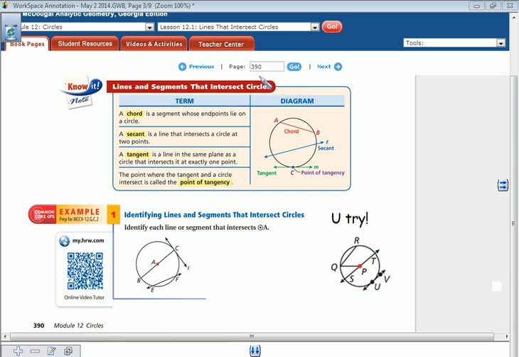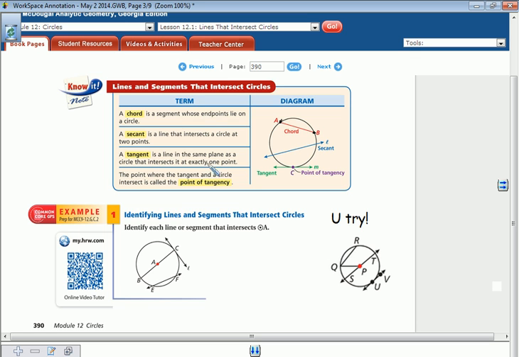This is at the bottom of the same page. Here they have defined the lines and segments that intersect a circle. So we have chord. A chord is a segment whose endpoints lie on the circle. So it's a segment, so it ends. And the endpoints of the chord are also points of the circle. And that is a chord. A secant is a line that intersects the circle in 2 points. So this blue line here is a secant because it intersects the circle in 2 points.